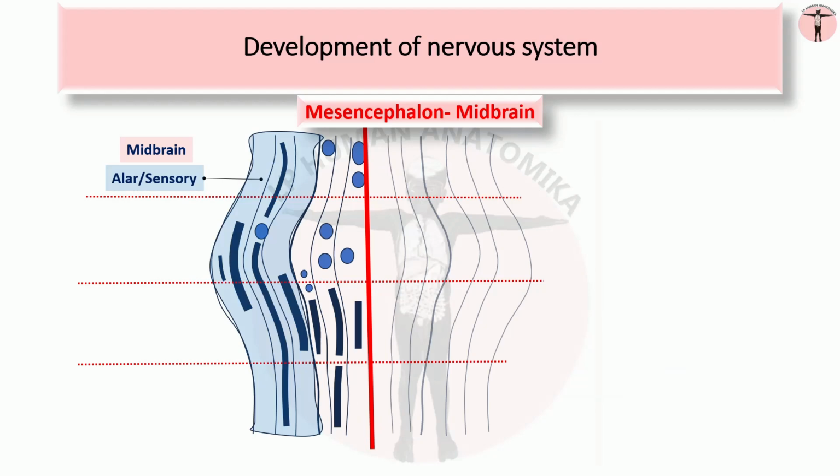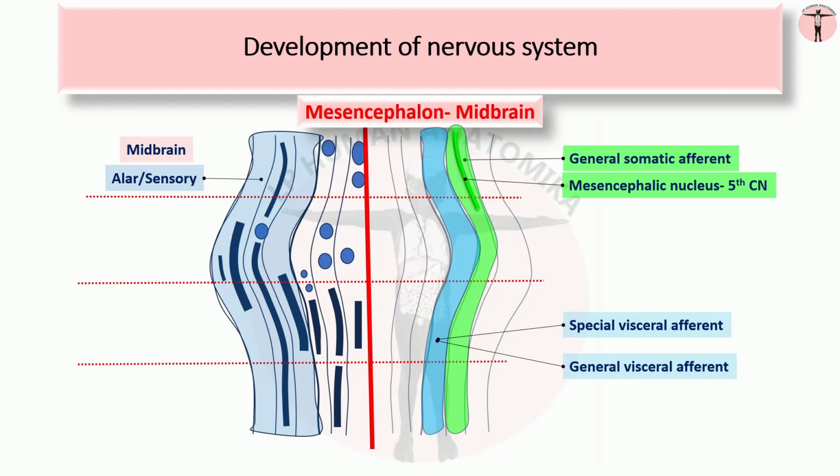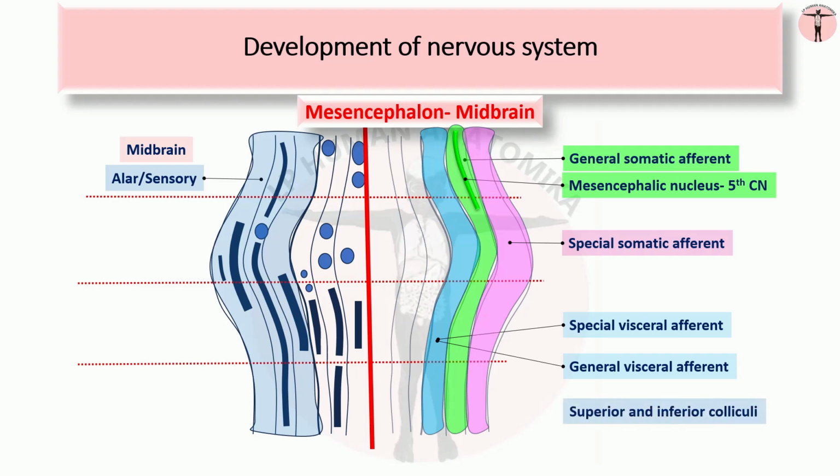The neuroblasts from the alar or sensory plate of the midbrain give rise to the following cranial nerve nuclei. The general somatic afferent is represented by the mesencephalic nucleus of trigeminal nerve, which originates in metencephalon, that is the pons, and then migrates to midbrain. Note that the special visceral, general visceral, and special somatic afferent columns do not contribute to any nuclei in the midbrain. The alar plate also gives rise to superior colliculi and the inferior colliculi.